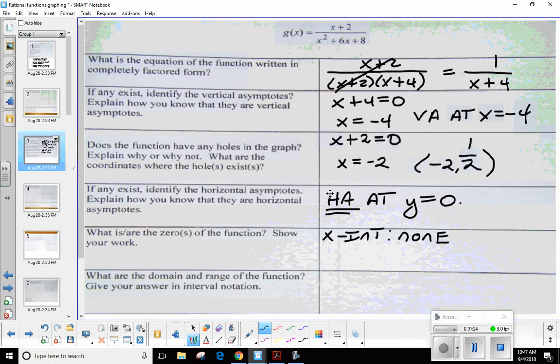Okay. What do I do for the y-intercept? We can plug in 0 for x. So that would be 0 plus 2 over 0 squared plus 6 times 0 plus 8. So what's my y-intercept? 1/4. Or even if I were to plug 0 into the factored version, would I still get the 1/4? Yeah. 0, 1/4. Okay. There we go.